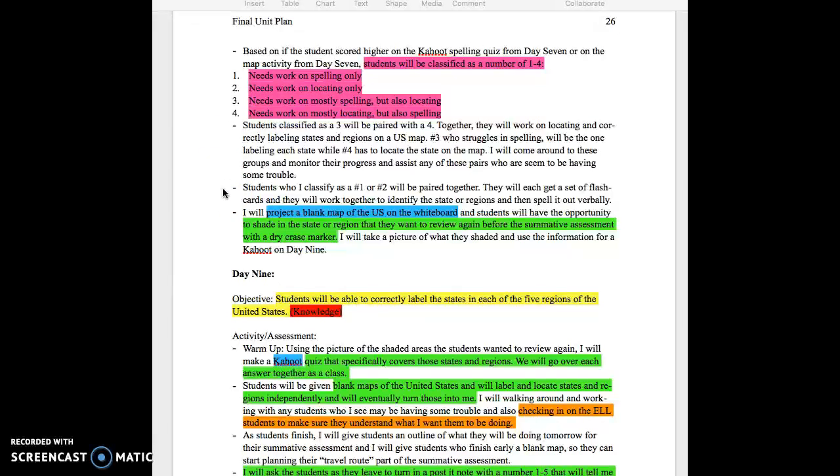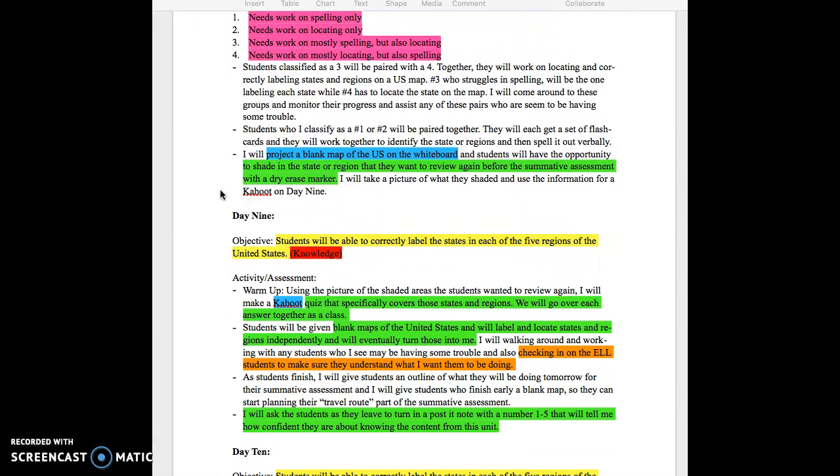Students classified as a 1 or 2 don't have as much trouble currently. There's just something that they need a little bit more practice on. So they're going to be working with a partner who has the opposite strength that they do, and they're going to be doing flashcards together to identify the states and regions, and then they're going to have to spell it out verbally. So they can help each other do that.